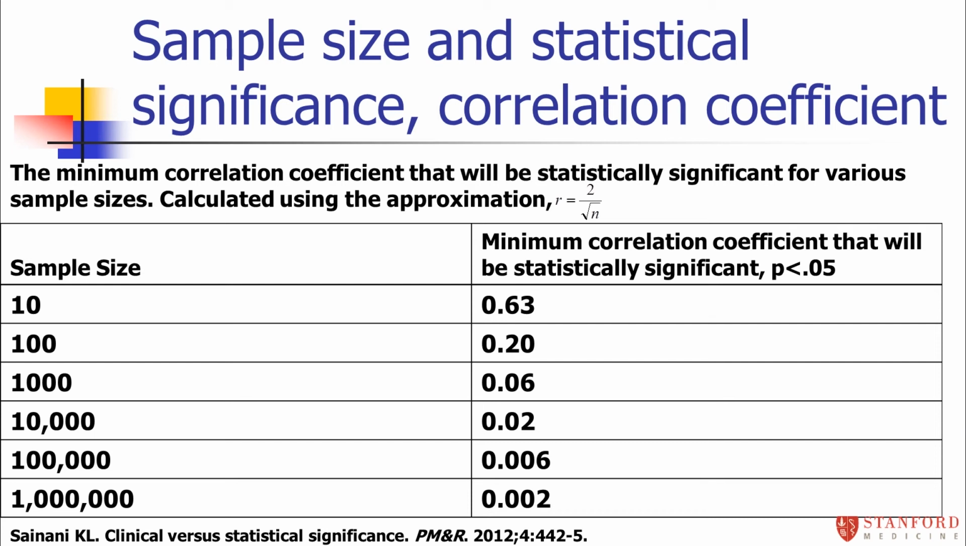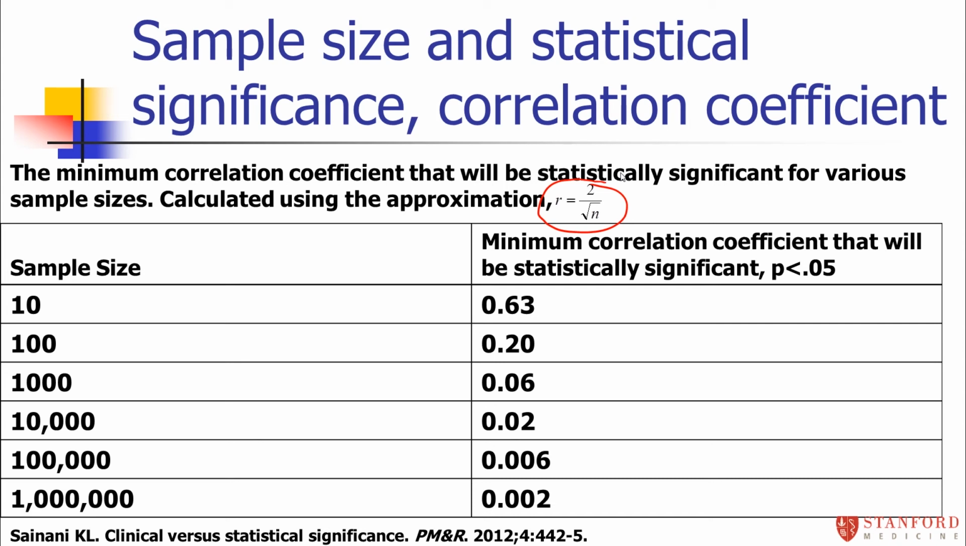You can calculate the minimum size of the correlation coefficient that you would need to be statistically significant for every different sample size. It's an approximation, but you can take the formulas from the last slide, and the minimum R that's going to be statistically significant for a given sample size is roughly equal to 2 divided by the square root of n. It's a bit of an approximation, but it works pretty well for almost all n.